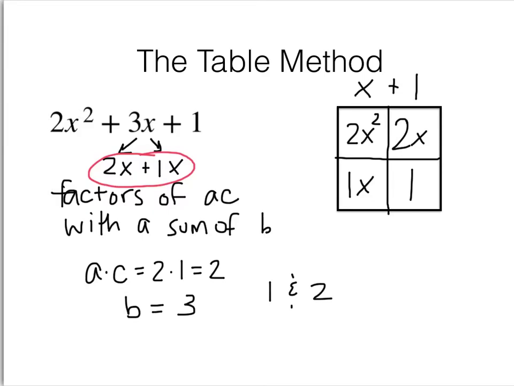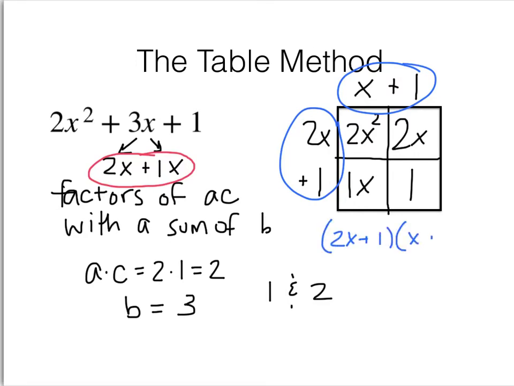What do 2x squared and 2x have in common? Well, they have a 2 and an x. So their GCF is 2x. What about the next one? They have x and a 1. Well, GCF there is a 1, and it's a positive 1. And those are the factors of this trinomial. So our answer is 2x plus 1 and x plus 1. And we factored it. Okay, let's try another one with the table method.